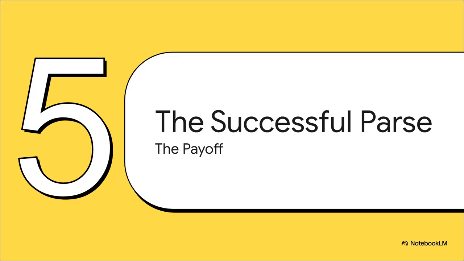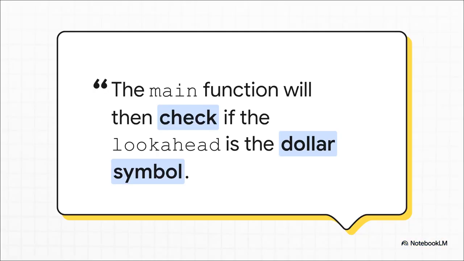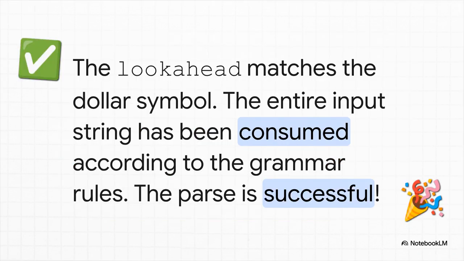Okay, we've gone all the way down the rabbit hole and come all the way back up. It's time for the final verdict. Did we do it? Did it actually work? The main function performs one last, incredibly simple check. It just asks one question. Is our lookahead cursor pointing at that end of string marker? Is it pointing at the $ sign? And the answer is yes, it is. We successfully processed every single character in our input in the right order according to our grammar rules. It's a successful parse. We did it.